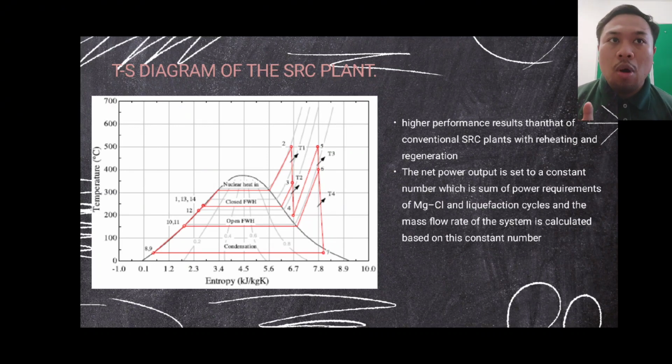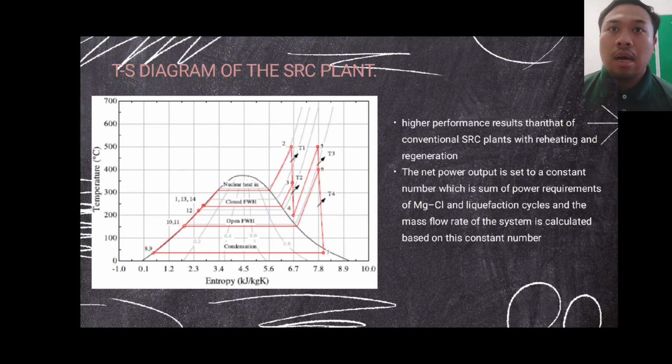Then the net power output is set to a constant number, which is the sum of the power requirement of the MgCl and liquefaction cycle, and the mass flow rate of the system is calculated based on this constant number. What differs from the TS diagram of the nuclear power plant that we learned in our lecture is that this is a more complex TS diagram.